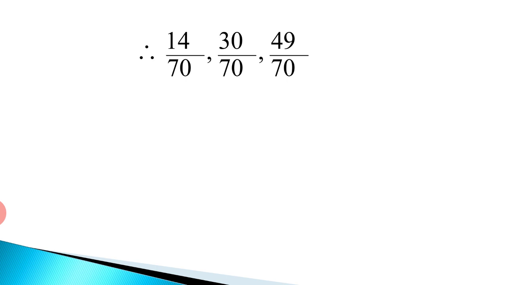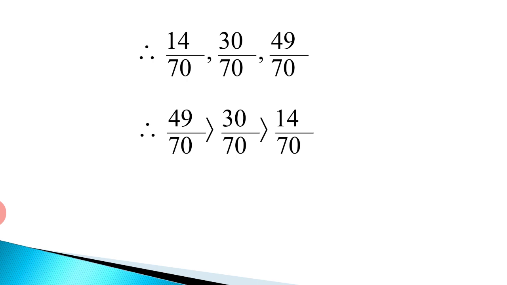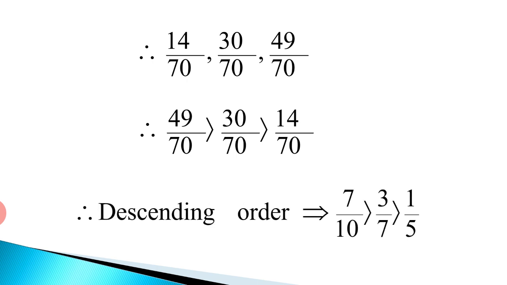Now which one is the bigger numerator? It is 49, so that will be the first one. Then 30 by 70, then 14 by 70. And which are the original fractions for these? So we write descending order: 7 by 10 is greater than 3 by 7 is greater than 1 by 5.